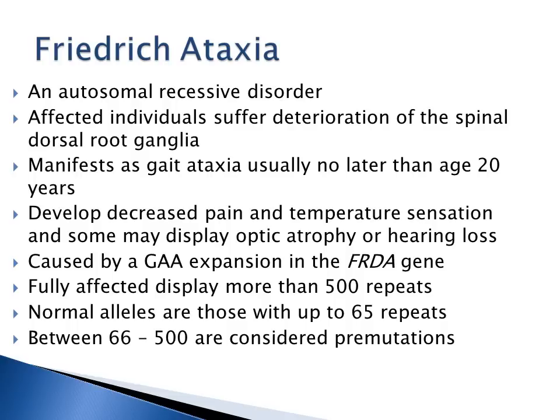It's caused by a GAA trinucleotide repeat expansion in the FRDA gene. So in fully affected individuals, they have more than 500 GAA trinucleotide repeats. Normal alleles are those with up to 65 repeats, and between 66 and 500 are premutations.